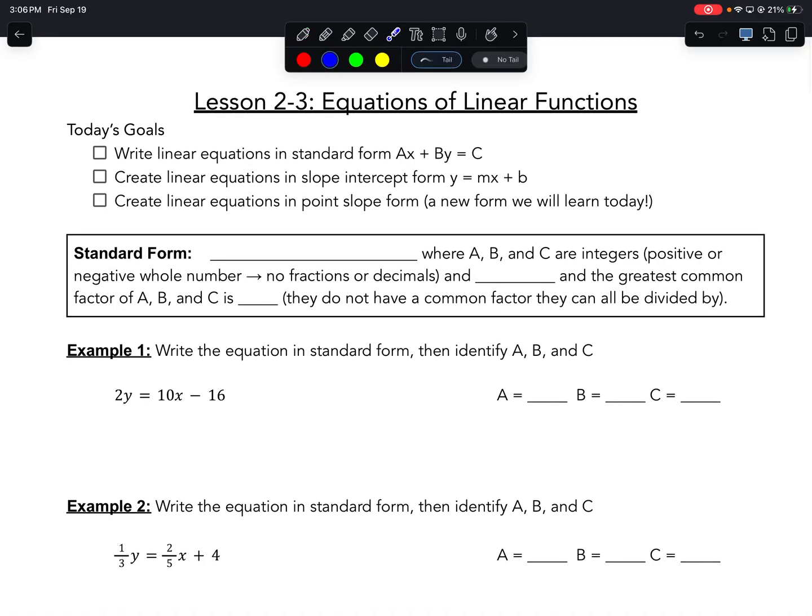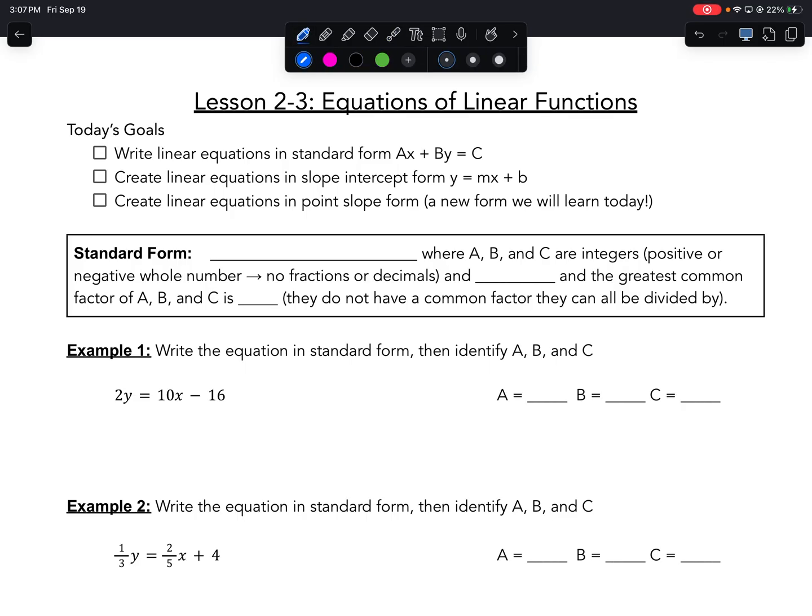So today we are doing linear equations. This is called standard form right there: Ax plus By equals C. We're doing slope-intercept form, y equals mx plus b. And then we're doing point-slope form, okay? It's a form you already learned, but most people forget because the equation is kind of funky.